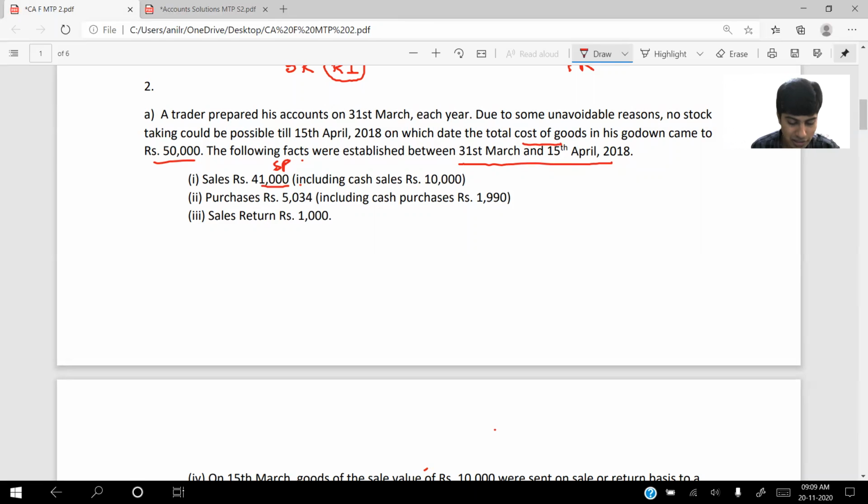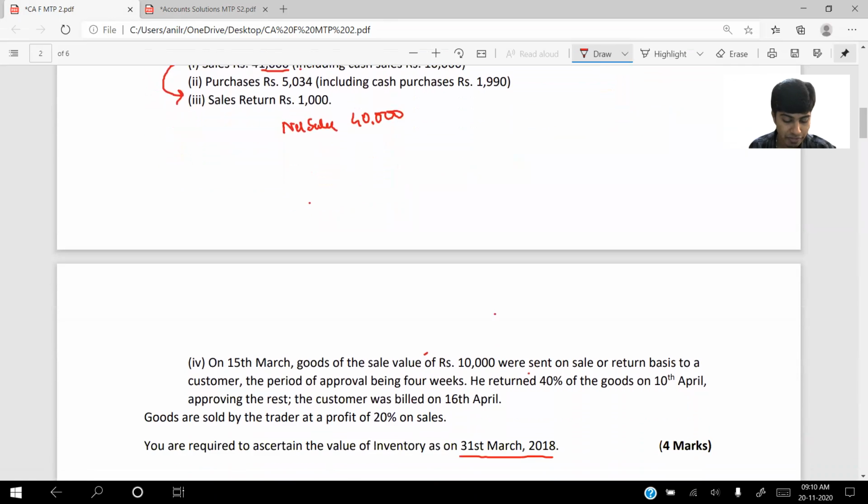You get that? Next, we have sales 10,000. This sales 10,000 should be adjusted with the sales. So what will my net sales become? I can call my net sales as 40,000. You get that? From this net sales of 40, I'll eliminate my profit percentage and then identify the cost of goods sold. Then what else do we have?